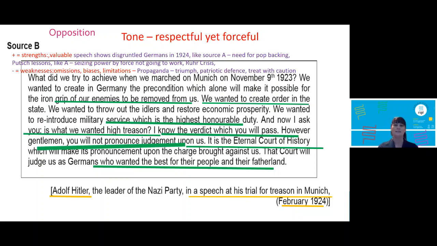The weaknesses is that obviously, again, it is propaganda, it is a triumph, it's patriotic defence. So we would treat that with caution as well.